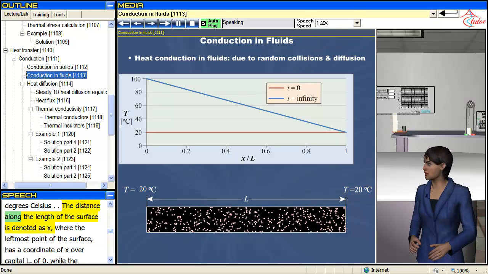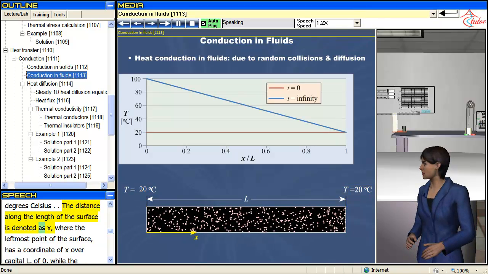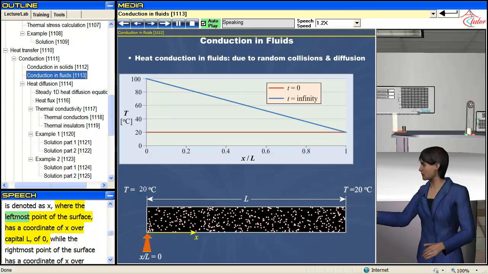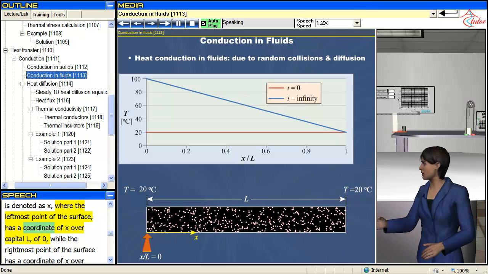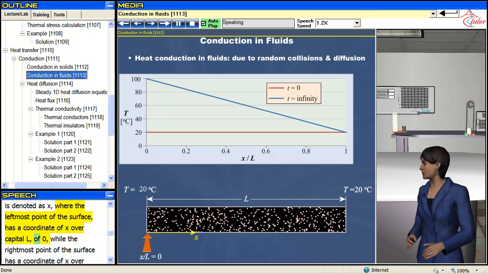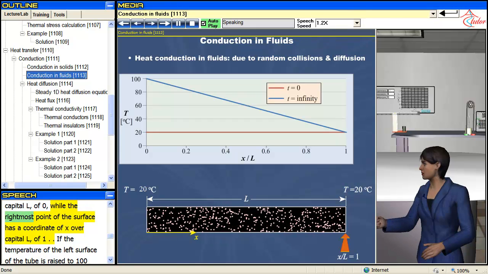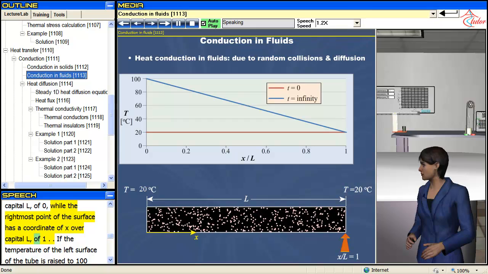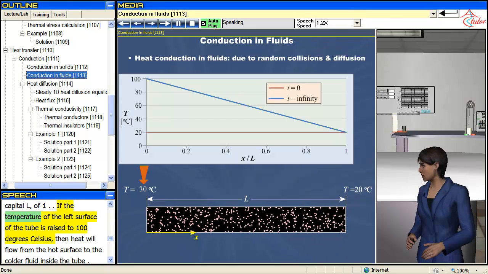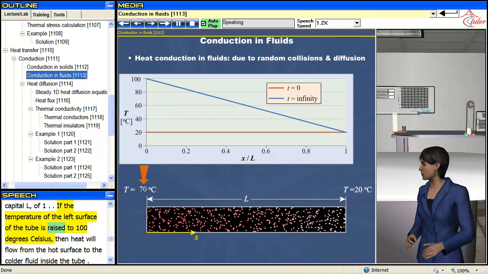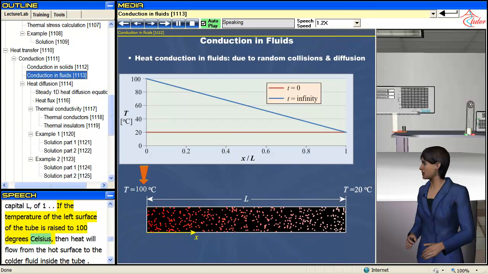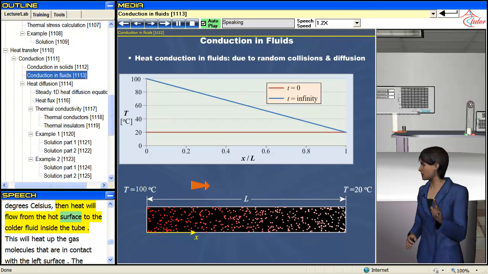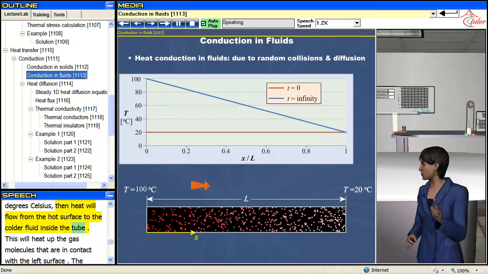The distance along the length of the surface is denoted as x, where the leftmost point of the surface has a coordinate of x over capital L of 0, while the rightmost point of the surface has a coordinate of x over capital L of 1. If the temperature of the left surface of the tube is raised to 100 degrees Celsius, then heat will flow from the hot surface to the colder fluid inside the tube.